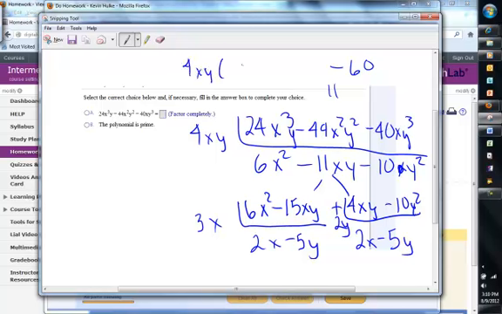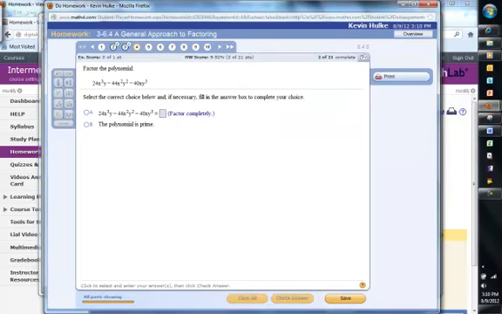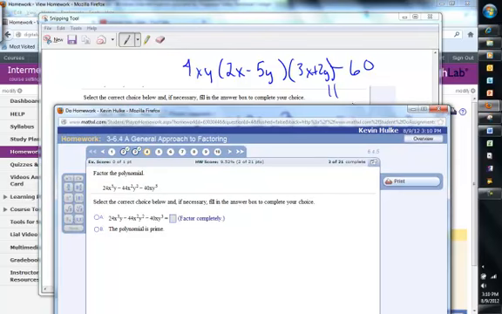So our factored form is 4xy, 2x minus 5y, and 3x plus 2y. You could also check your work on the calculator. Make sure you factor out first, otherwise you're going to miss the 4xy at the beginning. Oops, 4xy, parentheses, 2x minus 5y and 3x plus 2y.